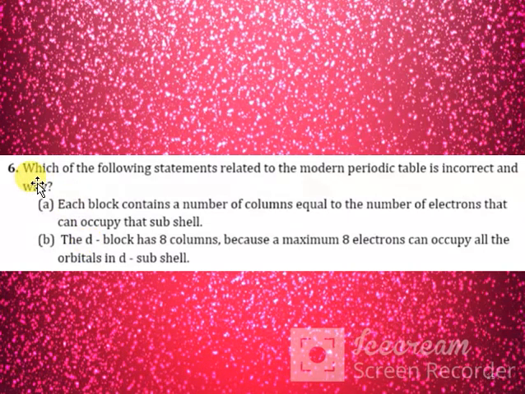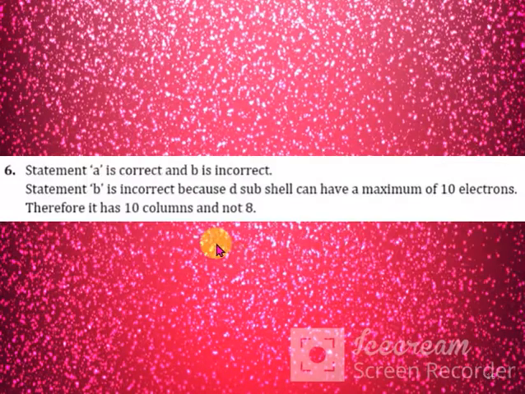Which of the following statements related to the modern periodic table is incorrect and why? First, each block contains a number of columns equal to the number of electrons that can occupy that subshell. Second statement, the d block has 8 columns because a maximum of 8 electrons can occupy all the orbitals in the d subshell. So the correct one is statement A.